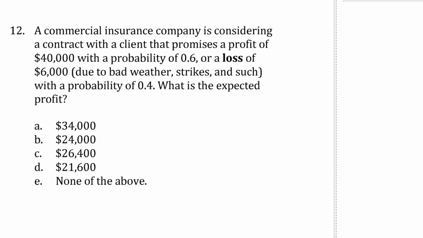A commercial insurance company is considering a contract with a client that promises a profit of $40,000 with a probability of 0.6 or a loss of $6,000 with a probability of 0.4. What is the expected profit?